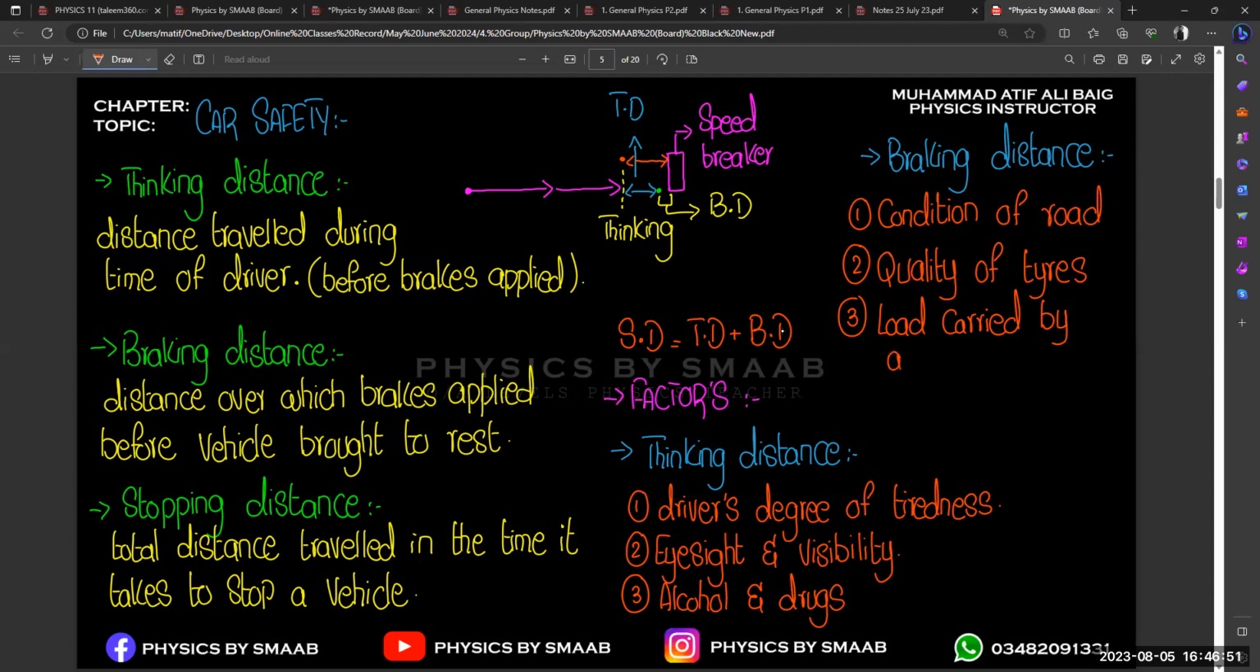So stopping distance depends upon thinking distance and braking distance. Let's suppose you suddenly apply the brake, so your braking distance will be short, because you take a greater time period to think about it and to apply the brake. So when we solve questions related to this topic in our next class, we will also discuss how we use these concepts.